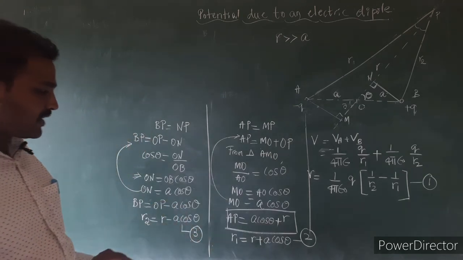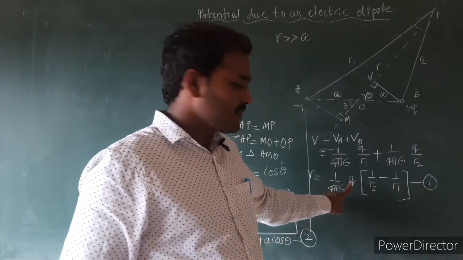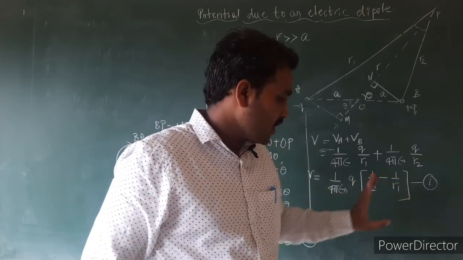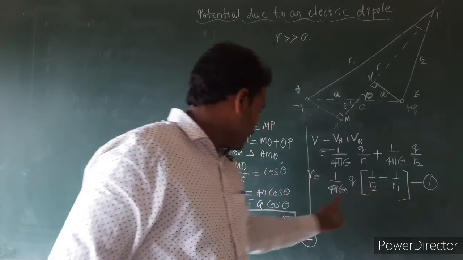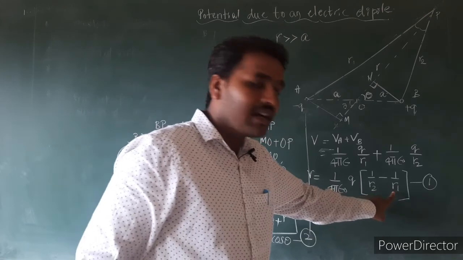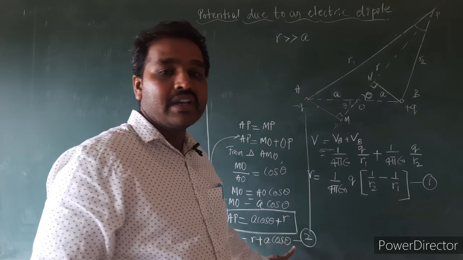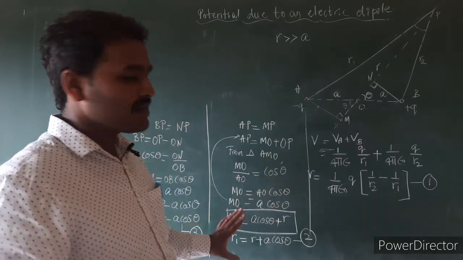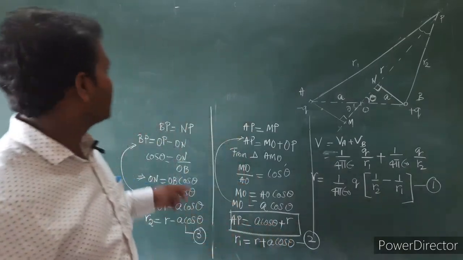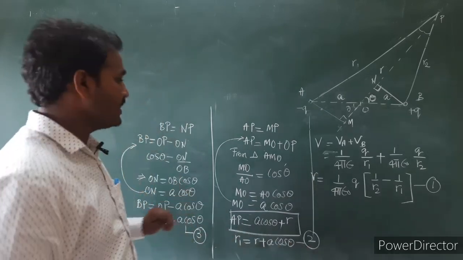Okay. So, now what I can do here. So, consider equation number 1. In equation number 1, I have 1 by 4 pi epsilon naught Q inside bracket 1 by R2 minus 1 by R1. So, here I substitute R2 from equation number 3, that is R minus A cos theta, and R1 I substitute from equation number 2, that is R1 is equal to what? R plus A cos theta. Okay. So, that makes my derivation simple. So, what we shall do here? Let us replace this R1 and R2 by equation numbers 2 and 3 respectively.